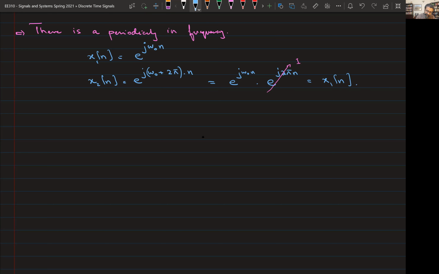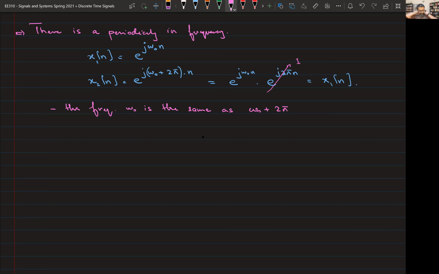So, the conclusion is that any frequency omega naught is the same as omega naught plus 2π, and actually plus any integer multiple of 2π, right? So the answer is omega naught, I believe percent, from percent you mean the percentage in C++, right Daniel? Right, so this is modulo 2 pi.